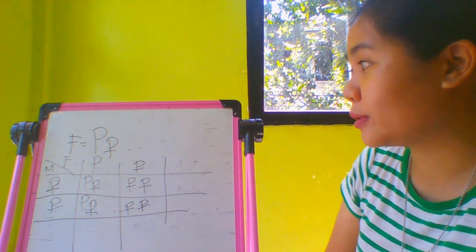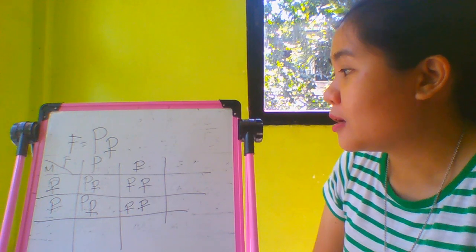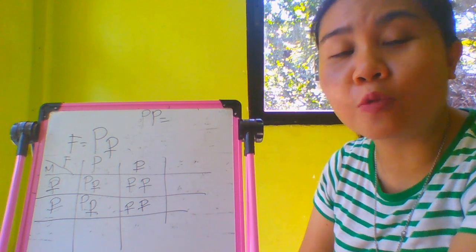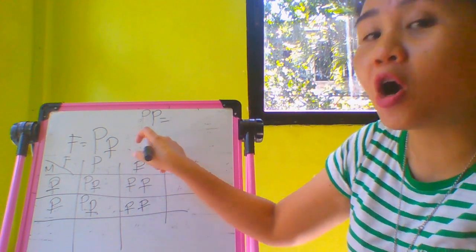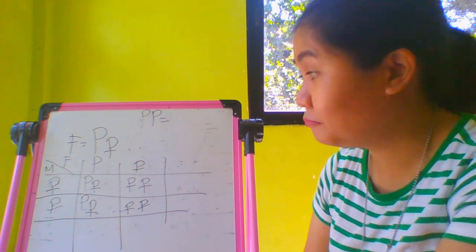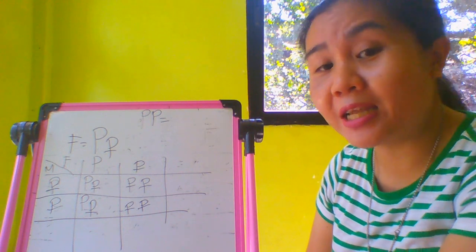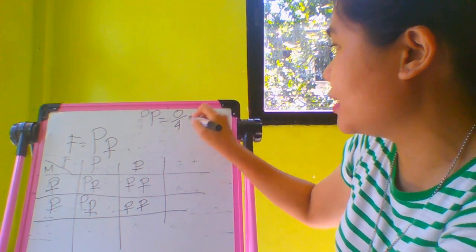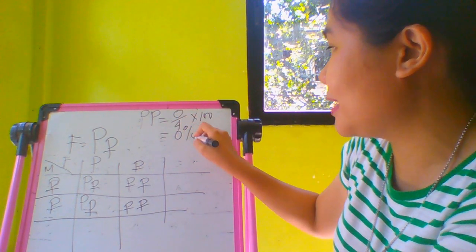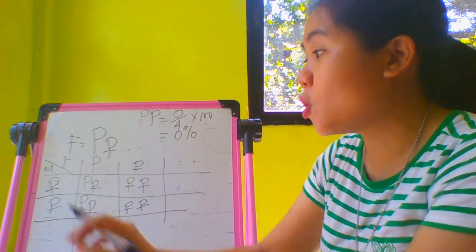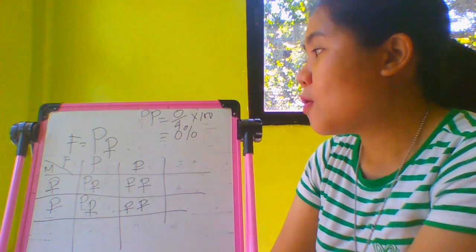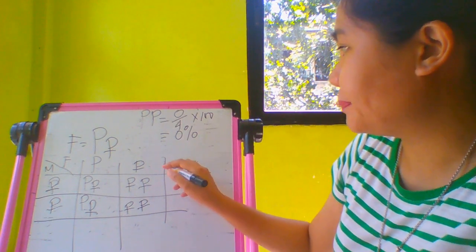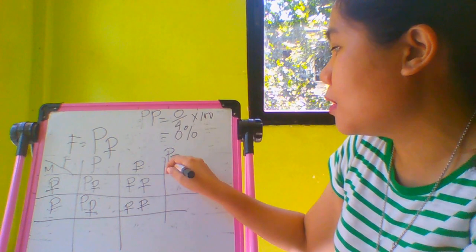Now we're going to compute how many squares have a homozygous polled individual. How many squares have both capital letter P's? None. It's 0 out of 4 times 100. So that's around 0% probability that the mating between a homozygous horned male and a heterozygous polled female will have a homozygous polled offspring. How about a heterozygous polled offspring?